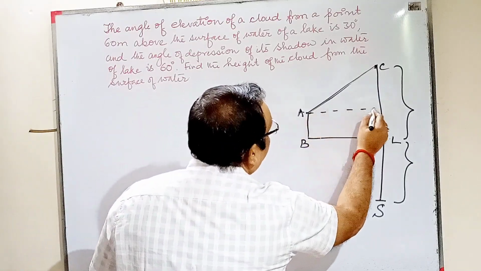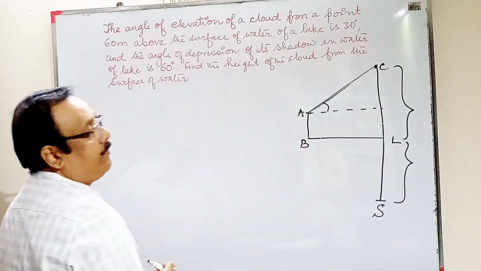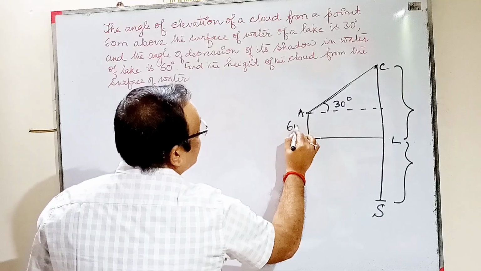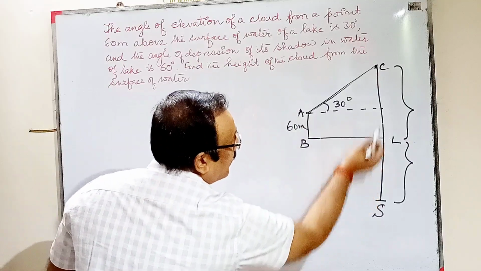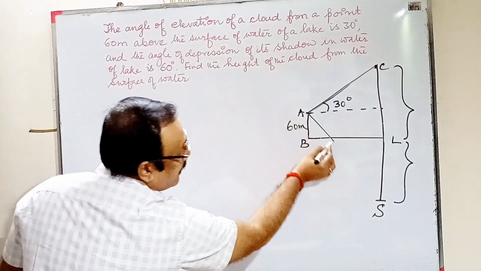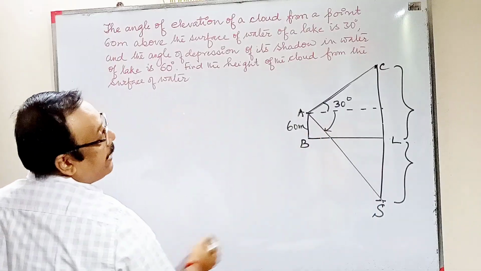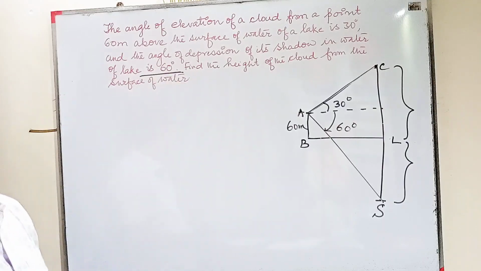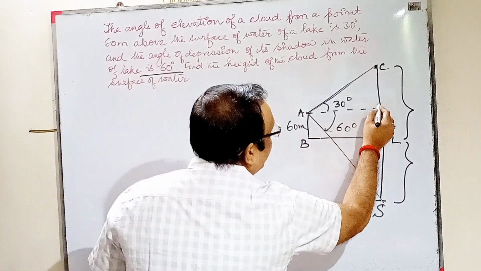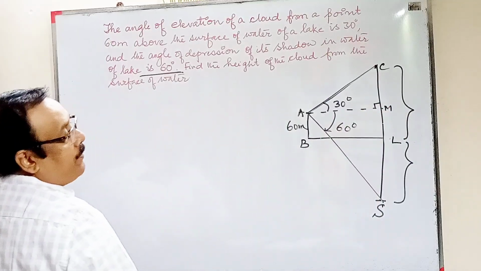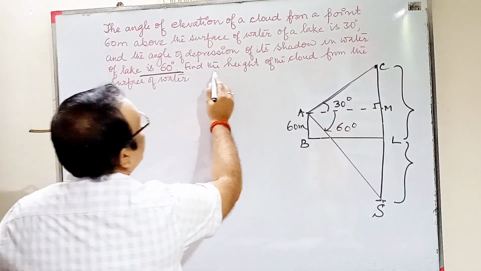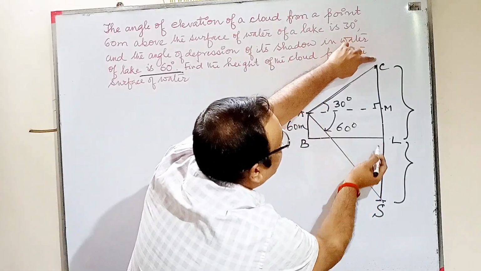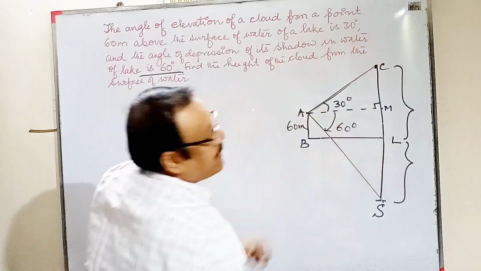This is my angle of elevation from A to the cloud, which is given as 30 degree. This is 60 meter. For the cloud's shadow, the angle of depression is below, and this angle is given as 60 degree. The angle of depression of the shadow is 60 degree. This point we have named perpendicular at M. And what we need to find out is the height of the cloud from the surface of water, that is this CL distance.